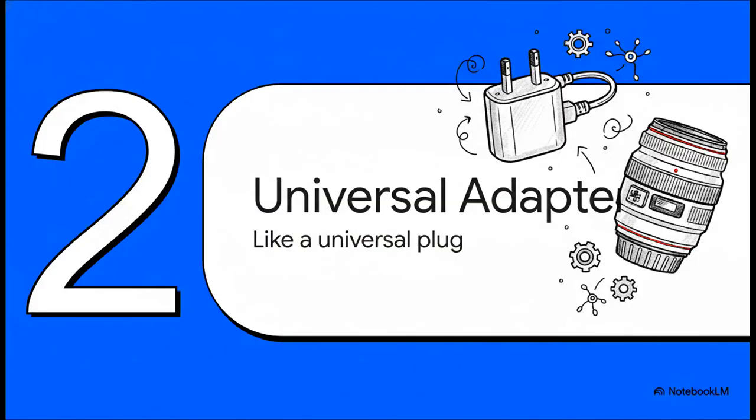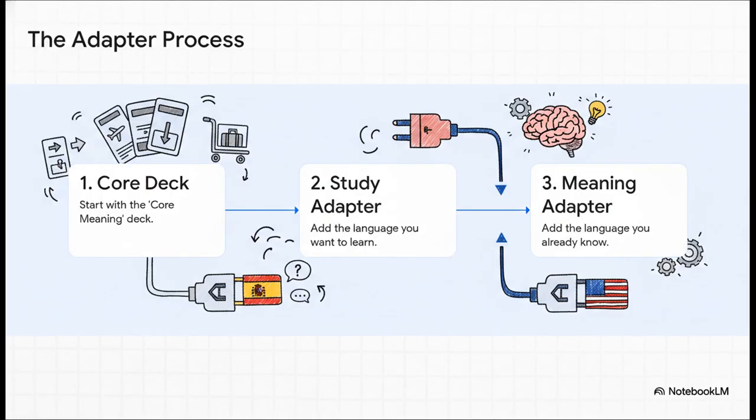Okay, so you've got this one perfect core meaning deck. Great. But how does that actually help our French speaker learn Japanese? Well, the answer is just brilliant. Universal adapters. The absolute best way to think about this is like one of those universal travel plugs. The core thing, your phone charger, never changes, right? You just snap on a different adapter to make it work in a new country. And just look how simple the whole process becomes.